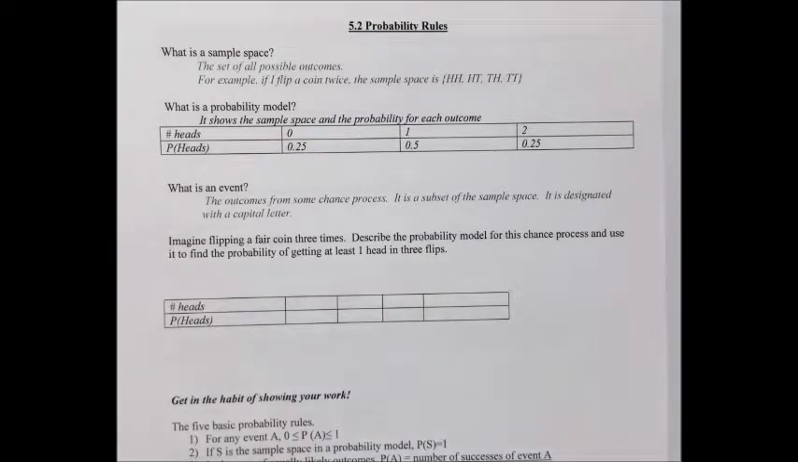Okay, we're going to continue on with probability in chapter 2. This is from section 2. We're going to learn some probability rules, such as the addition rule.